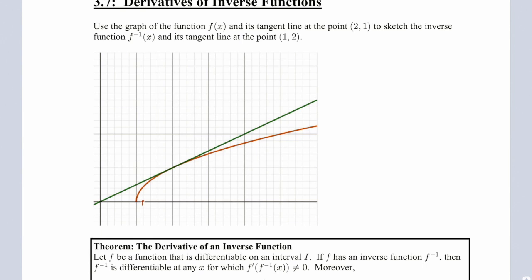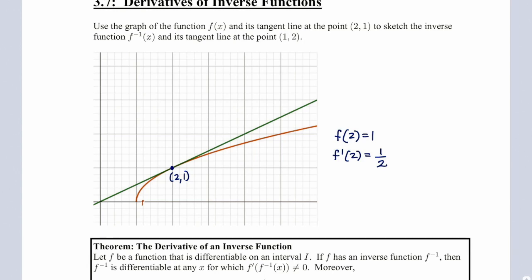So to get started, let's take a look at this function. If you want to, you could probably figure out what this function is, but I just want to think about this as a general function, f, that's in orange there, and its tangent line at the point (2, 1). So for f, I can see f of 2 is 1, since I have that point (2, 1) there. I can also see f prime at 2 is whatever the slope is of this green tangent line. So it looks like I'm going up 1 and right 2. So the slope at 2 is a half.